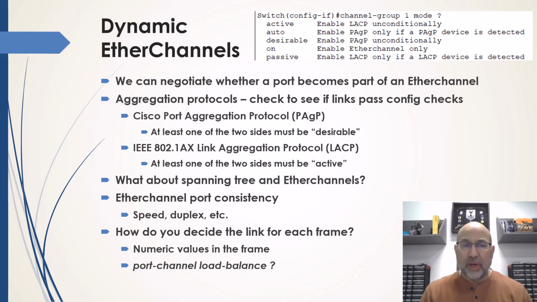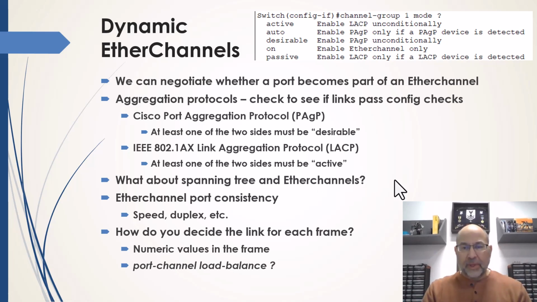So if we were going to do dynamic EtherChannels, what we're doing is we're turning on a protocol to do that. So we would either turn on Cisco Port Aggregation Protocol or IEEE 802.1AX Link Aggregation Protocol. Now there's a little bit different configuration, right? This is the Cisco proprietary. One end has to be set to desirable. You saw that, that's right up here. And if you're going to do LACP, one of the sides must be in active mode.